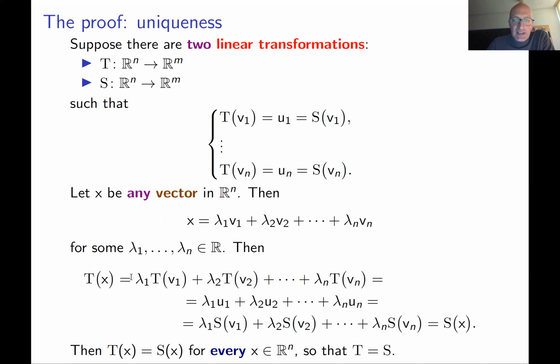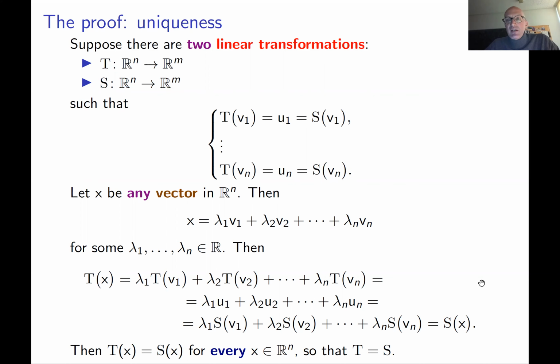But now, by assumption, this vector is this vector. And absolutely in the same way, when you apply transformation S to vector x, you get this sum, and again by assumption, you get this sum. So these two vectors are the same. This means that your linear transformations S and T are the same: when you apply them to any vector in Rn, they give the same result. So uniqueness is proved.